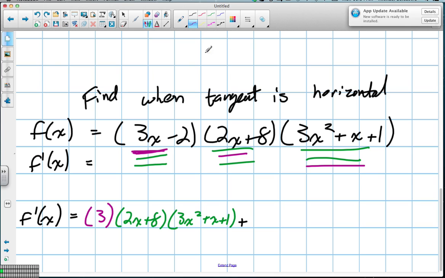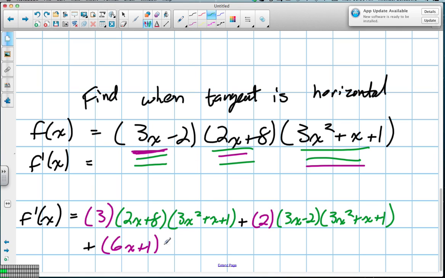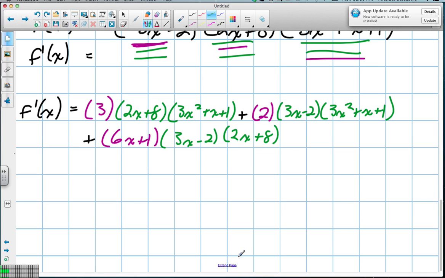the derivative of the second term is just 2 multiplied by the original of the first, 3x minus 2 times 3x squared plus x plus 1. And then I don't have enough room, so I'm just going to add it on the bottom. Derivative of the third. Now the third one is a little more to derive. This becomes 6x plus 1. And then we multiply it by the original of the first two, 3x minus 2 times 2x plus 8. I really shouldn't have chosen this question to do the horizontal for.